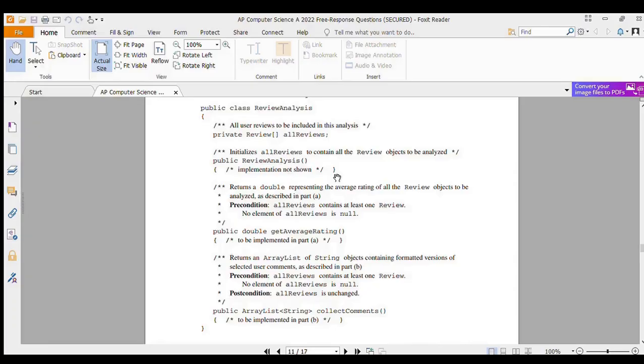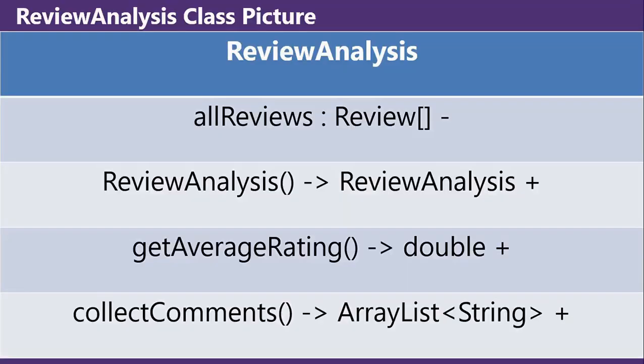For the next part of question 3, we're looking at the ReviewAnalysis class that has a private member that's a Review array called allReviews. It has a public constructor. It has a public double getAverageRating method. And it has a public ArrayList<String> collectComments method. For the ReviewAnalysis class, you draw this picture.